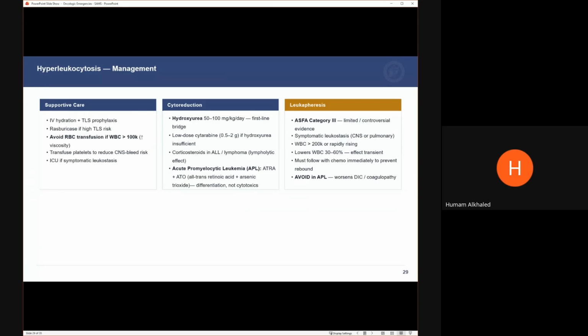And the way we treat it is first with supportive care. And that's when you want to give them aggressive IV hydration. You want to make sure to prevent TLS if there's no TLS, or treat it, and use rasburicase in these high-risk patients. And what I usually do with rasburicase is give them a prophylactic dose of 1.5 milligrams, and that works well when treating that white blood cell count at that number.